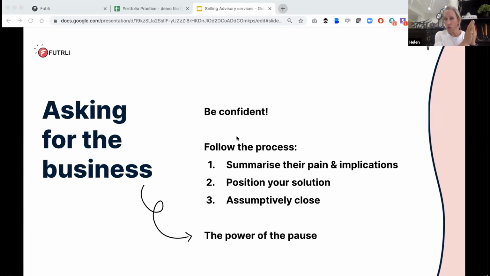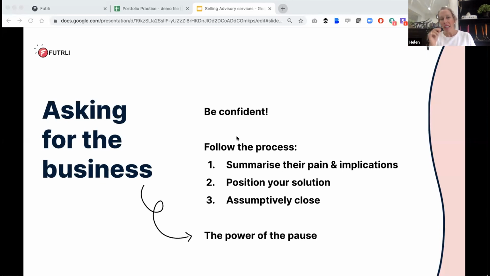2, position your solution really, really clearly and concisely. And 3, assumptively close it. And by assumptively close, it's things like, I'm assuming this makes sense to you too, you're happy to go ahead. It's the most powerful close. It's the one that should be delivered by experts, and you are the expert in this space, and so use it. It's the one that often comes the most natural to people anyway.